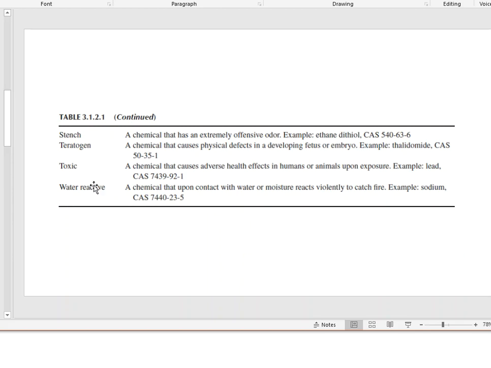Even water reactive. Give me a break. If you have never seen water reactive and I said, this chemical is water reactive, what does that mean? Well, it reacts with water. Again, it's not rocket science.